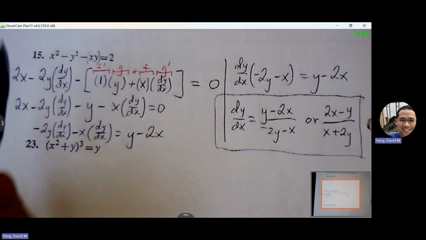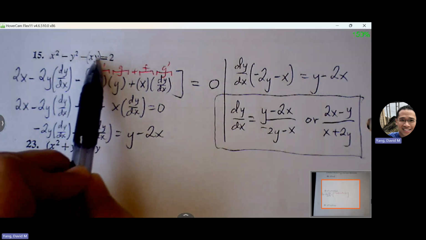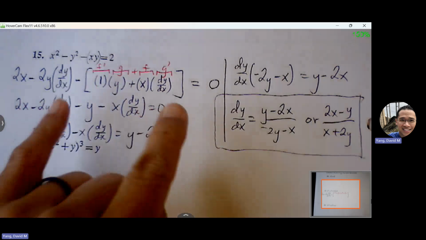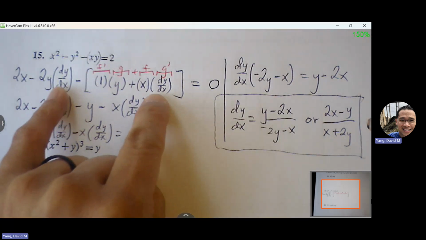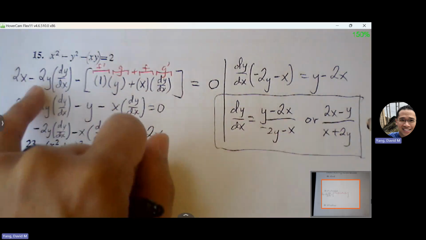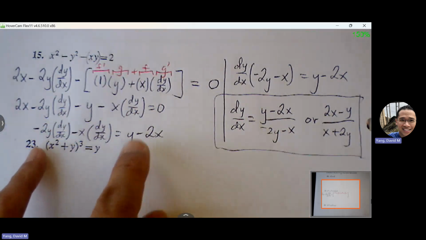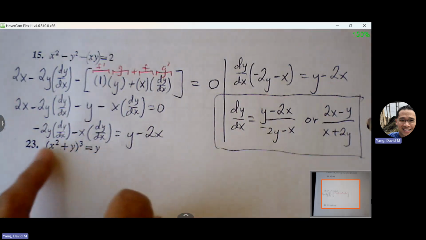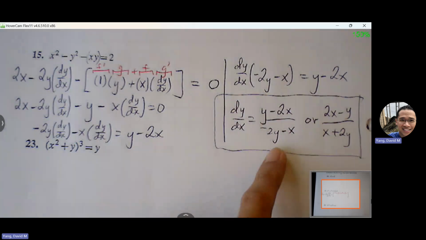Notice that there are two y variables to begin with in the equation, which means that you should be expecting two dy dx's to pop up. And then once you have that, then your calculus is done. The rest of it is just organizing it, rearranging the terms so they can factor dy dx out and solve for dy dx.